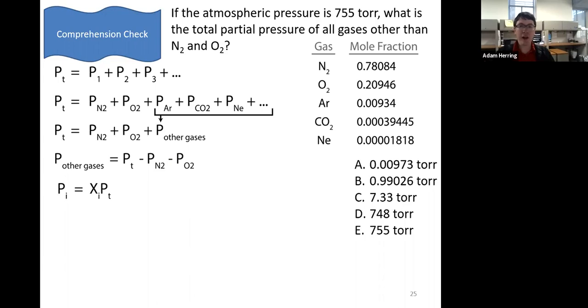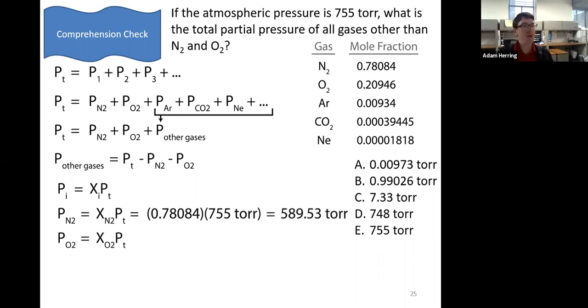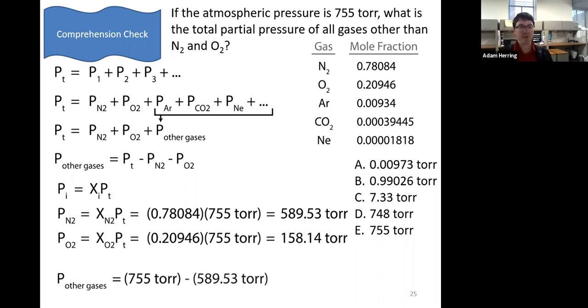In order to find the partial pressure of nitrogen and oxygen, we can use the mole fraction. So for nitrogen, we multiply the mole fraction of nitrogen times the total pressure, which is 0.78084 times 755 torr. We would repeat this process for oxygen. Then we take and we subtract those pressures from the total pressure. And that leaves us then with the total partial pressure that's contributed by the other gases.